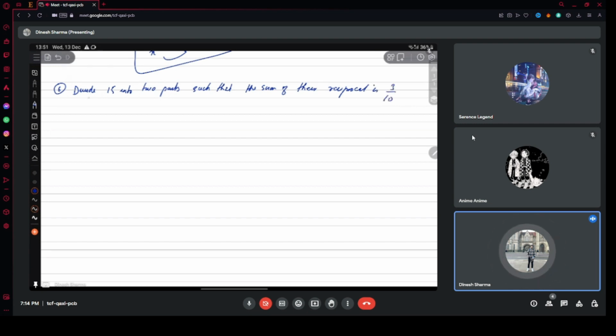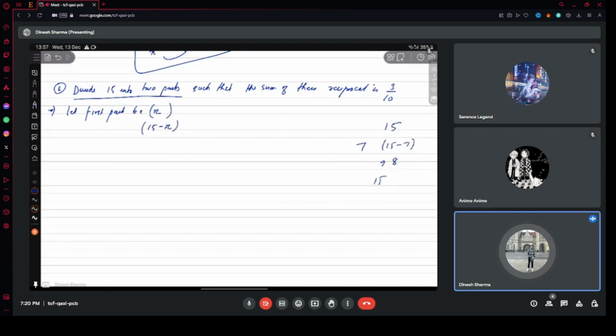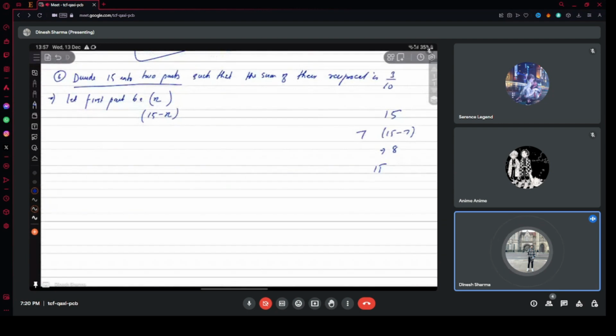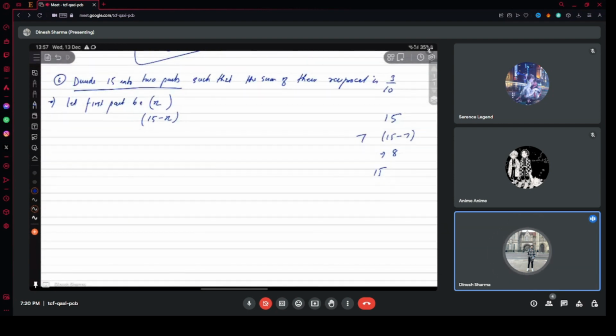So divide 15 into 2 parts. So we have to break 15 into 2 parts. Let the first part be x. So if your first part is x, the second part will be 15 minus x. The question was divide 15 into 2 parts such that the sum of their reciprocals is 3 by 10. So if one part is x, the other part will be 15 minus x.